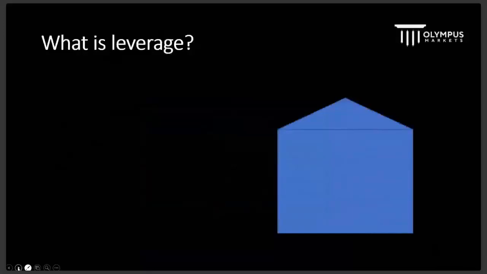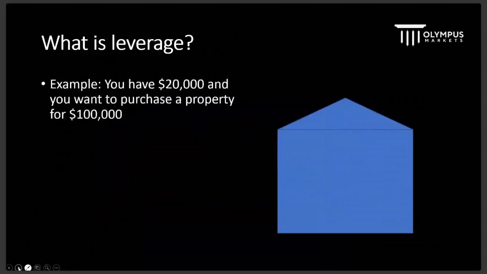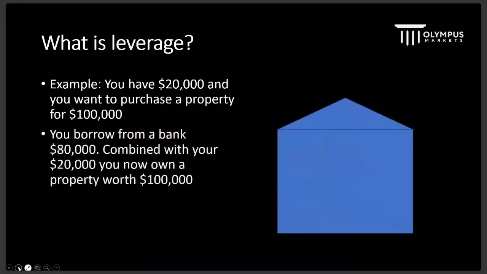To explain leverage to you, let me tell you a little story. You wish to purchase a house. You have $20,000 and you see an opportunity to purchase a house valued at $100,000. So the purchase is $100,000, because you've only got $20,000, you go to a bank and you borrow $80,000. $80,000 combined with your $20,000 means you now own a property worth $100,000.